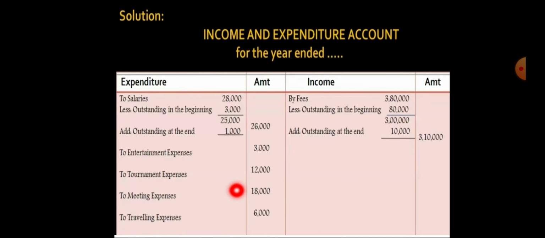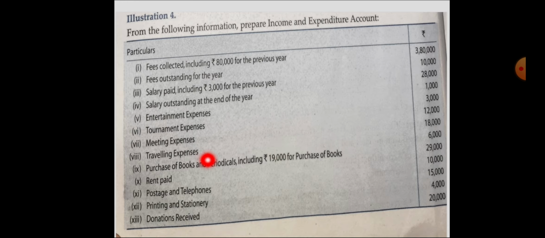Okay, 6,000. Now next item as per the question is purchase of books and periodicals including 19,000 for purchase of books. Total amount given to you in the amount column is 29,000. So here the transaction is purchase of books and periodicals. You have purchased for your club some books and periodicals. The amount for purchasing these things is 29,000. In this 29,000 there was purchase of books.